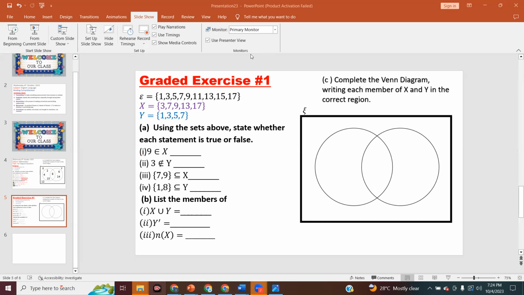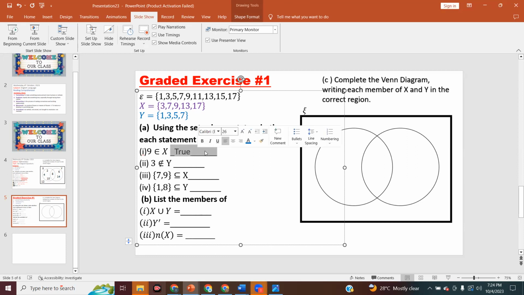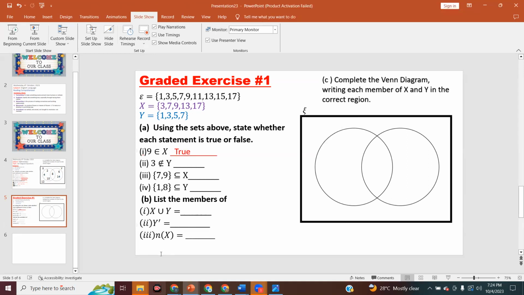So what did y'all have for number 8 I? N is an element of X. Is that true or is that false? That is true. Very good. How many persons have true? Let me hear you. I have it. Very good. Excellent. Good.